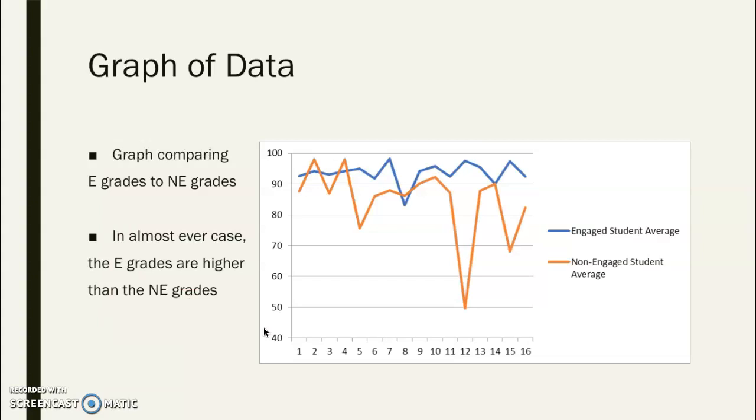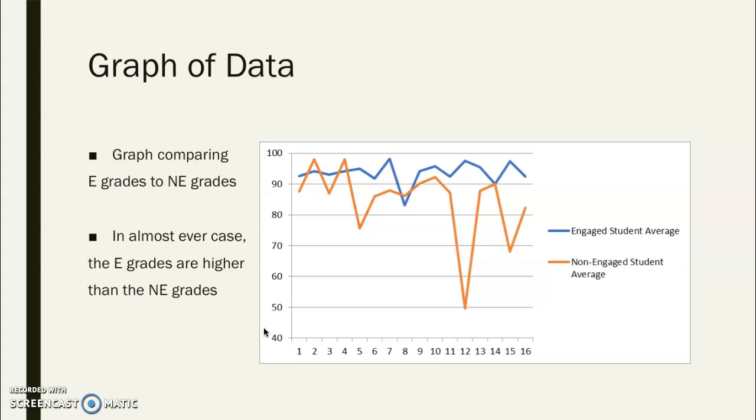On this next slide, we have a graph of the data. Across the bottom here we have our different participants, and the orange line, as you can see, is the non-engaged student average, and the blue line is the engaged student average. And this is a nice comparison because it allows you to see that in almost every case the blue line is going to be above that orange line, which means that the engaged grades are going to be higher than the non-engaged grades.